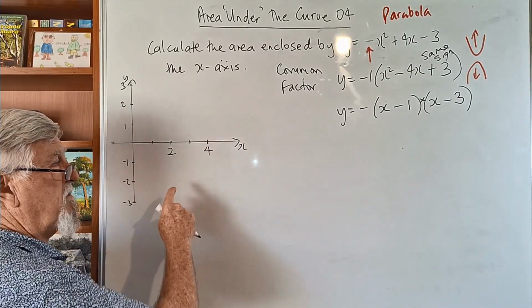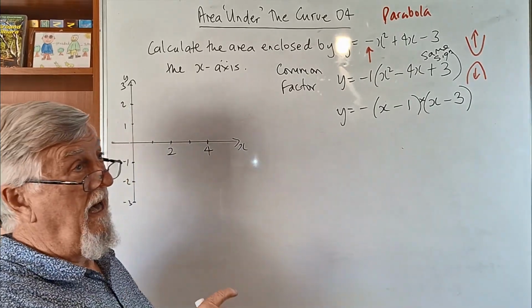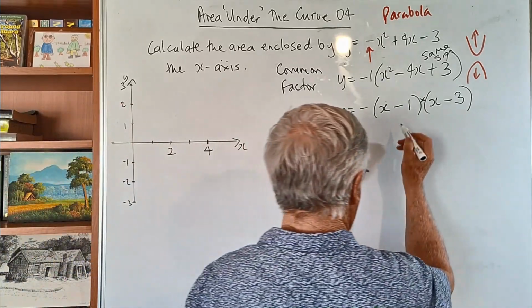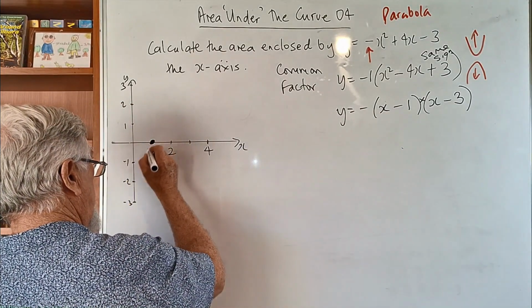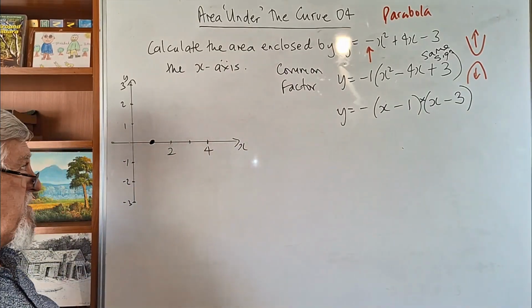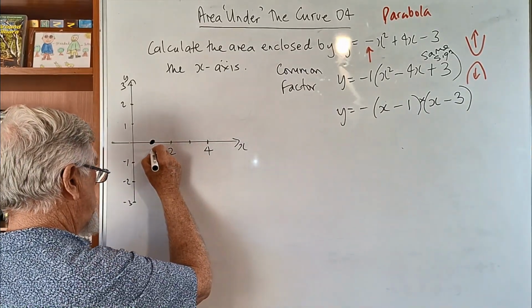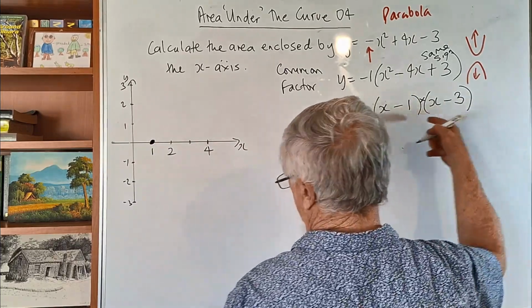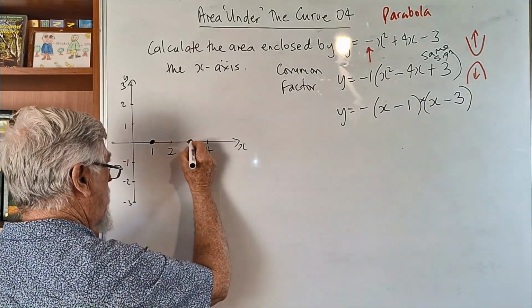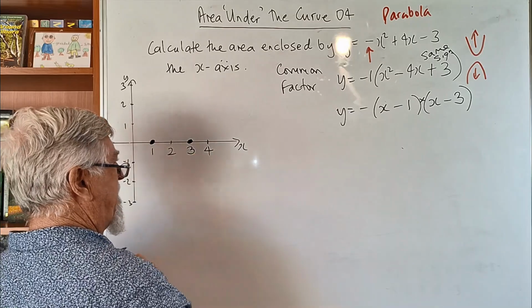Now this tells us the roots on this graph. So we need the roots to be able to know how to calculate the question. The opposite of minus 1 is plus 1. So you can put a root there, or an x-intercept. A lot of people talk about an x-intercept. So one of the x-intercepts is at 1, and the other x-intercept is the opposite of the minus 3, is that one there.